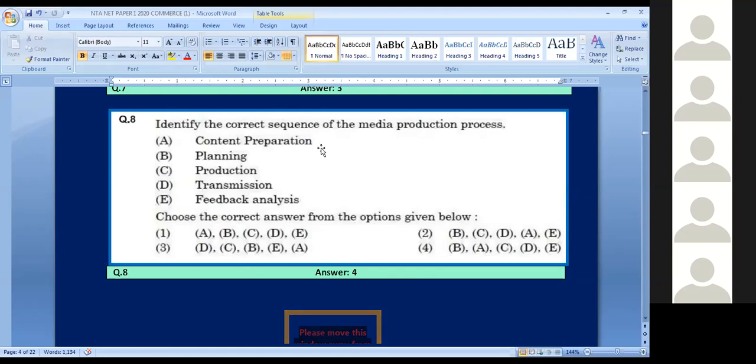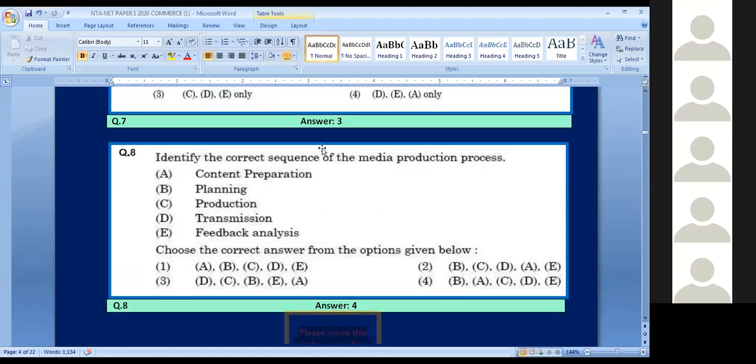Identify the correct sequence of the media production process. Okay, there are 2 answers starting with B, one starting with A, and the other starts with D. Correct? Check out the options, the coding method again. So, where can we start now? Since B is appearing twice in the first place, I will look at B. Planning. Of course, that's correct. The media production process starts with media planning.